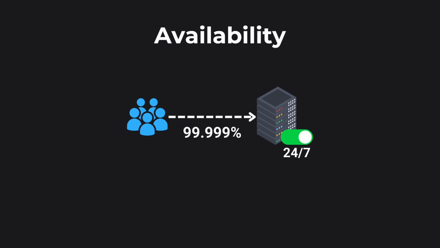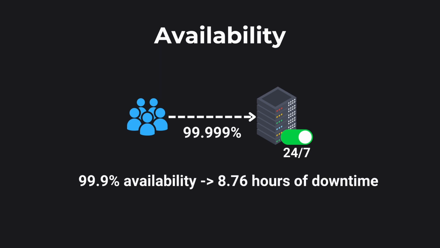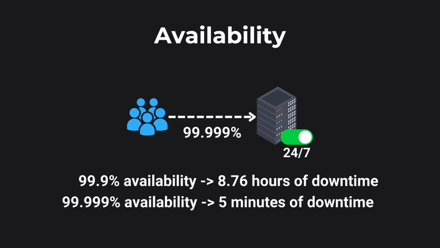Let's say we are running a critical service with 99.9% availability. That allows for around 8.76 hours of downtime per year. But if we add two nines to it, we are talking about just about 5 minutes of downtime per year. And that's a massive difference, especially for services where every second counts.